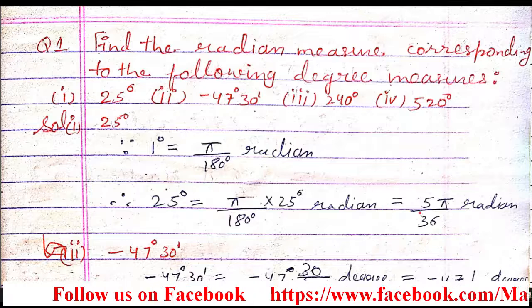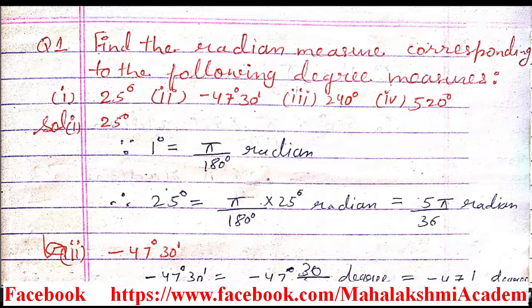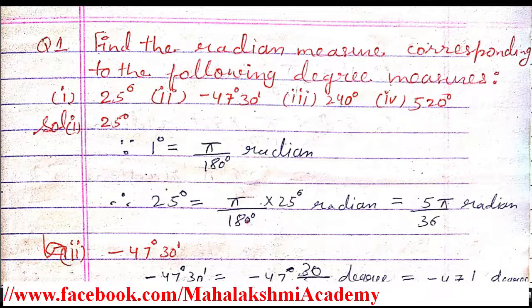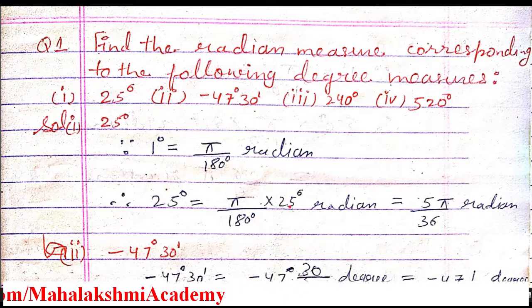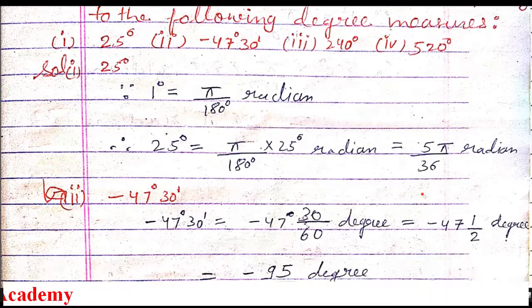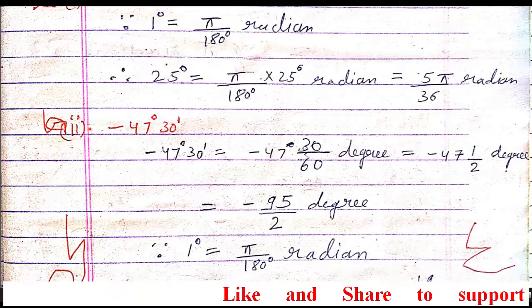Then after cancellation you will get 5 pi upon 36. If you are writing here, don't write these degree symbols, simply because it's in radians, or in other words we can say that degree and degree will cancel each other. So you can carry on like this also. I hope it's clear to you how we are done, because 1 degree is pi upon 180 radian, so 25 degrees is this much. Now we'll move to the next.